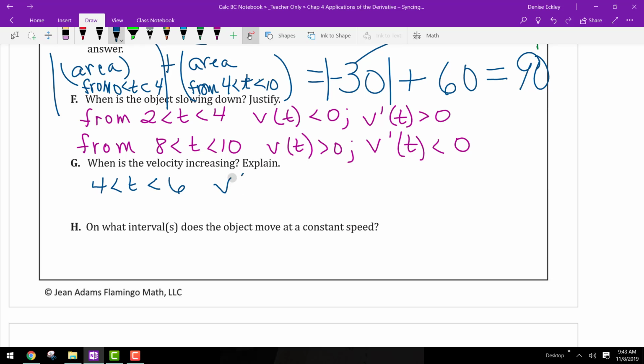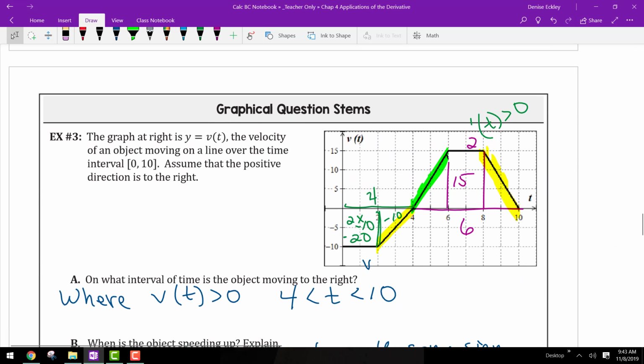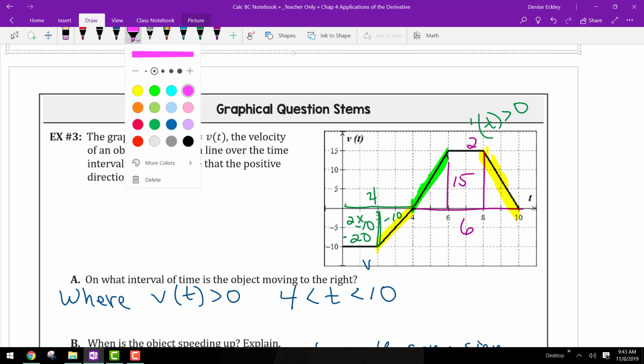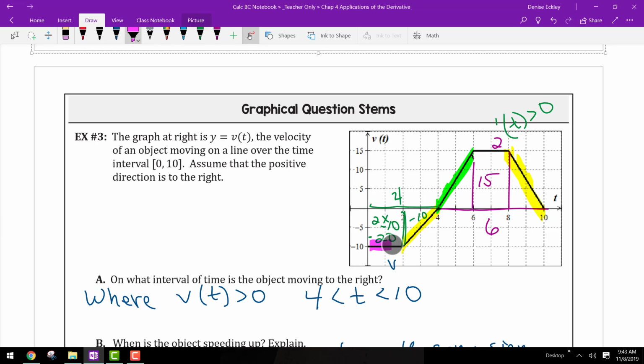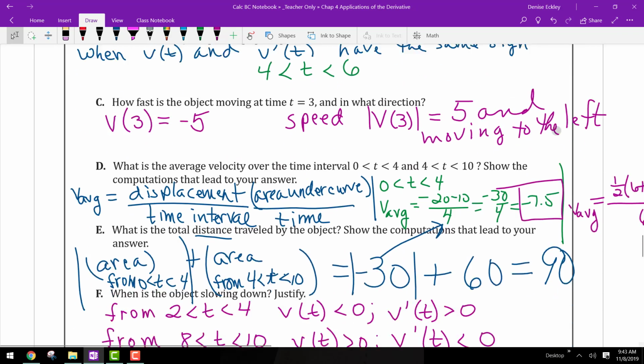And why is that? Because they have the same sign. The velocity is greater than 0, and its derivative, the acceleration, is also greater than 0. And finally, on what intervals does the object move at constant speed? I discussed that at the beginning. When you first analyze your graph, you should look at things like that, so it'll be easy to answer those questions quickly. And you can see there's 2 areas where we have 0 slopes. That's from 0 to 2 seconds, and then from 6 to 8 seconds.